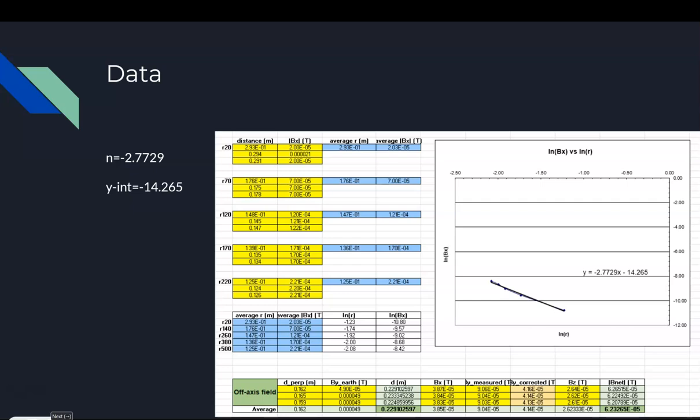Data. This is the graph that I got for all my data. Made sure everything was double checked. Everything is fine. The n that I got from the beginning was negative 2.7729. That's the slope of this line, and the y-intercept that we're going to be needing is negative 14.265. And D, by the way, over here, the average is 0.162. That will come in a little bit later.